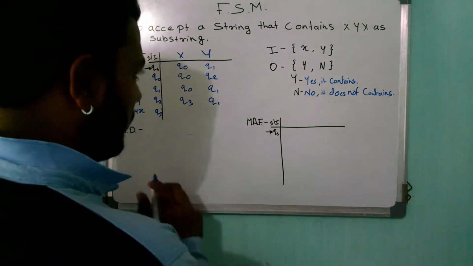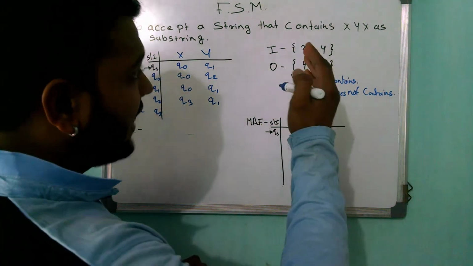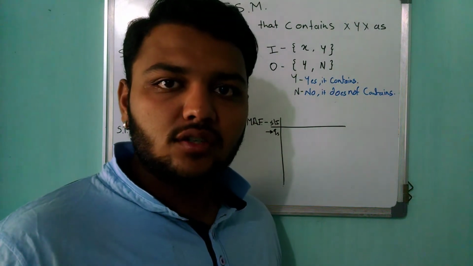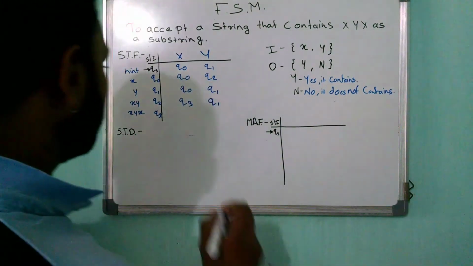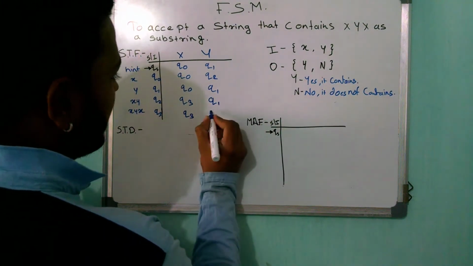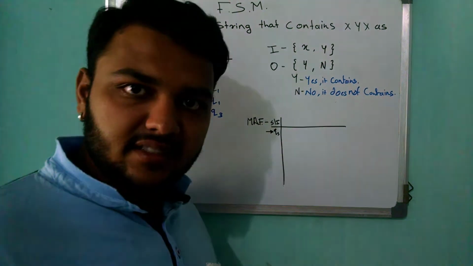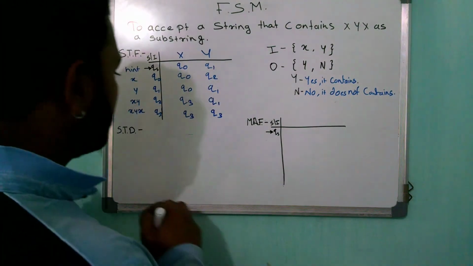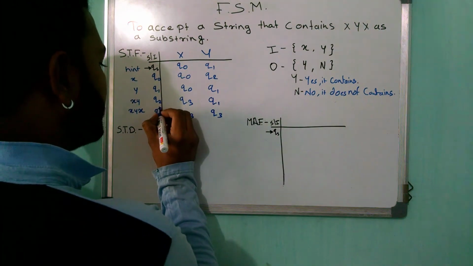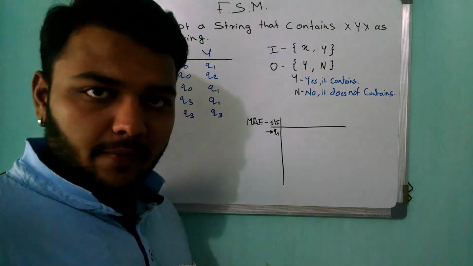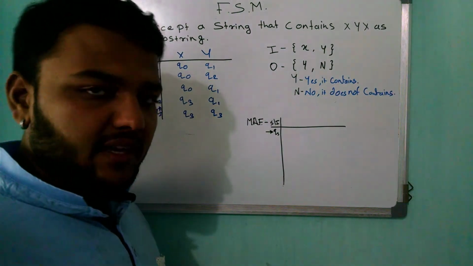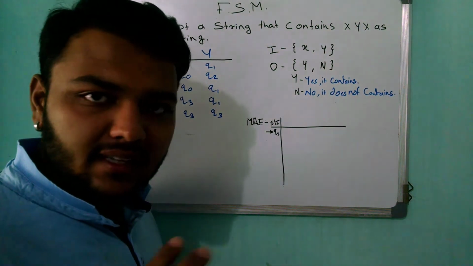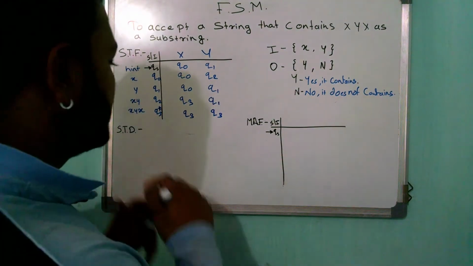Now after xyx comes, as the question says contains, as soon as you get xyx in the substring, the answer should be accepted, right? So we make q3 the trap state. If you come to q3, if you get xyx as a substring in the entire string, then stay in q3 and we will mark q3 as the final state so that the input gets accepted. Okay, so q3 is our final state and we'll make it a trap state so that all the input will be accepted once we get xyx as the substring in it. Okay, so we are done with the state transition function.